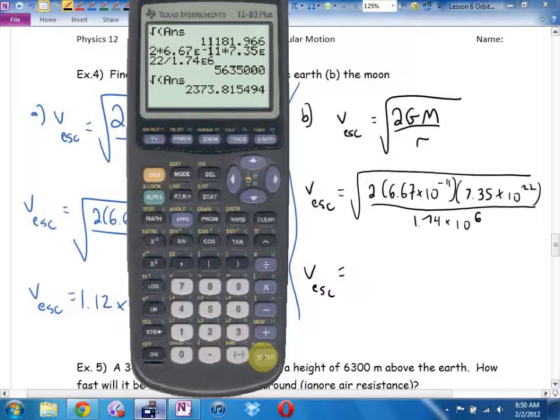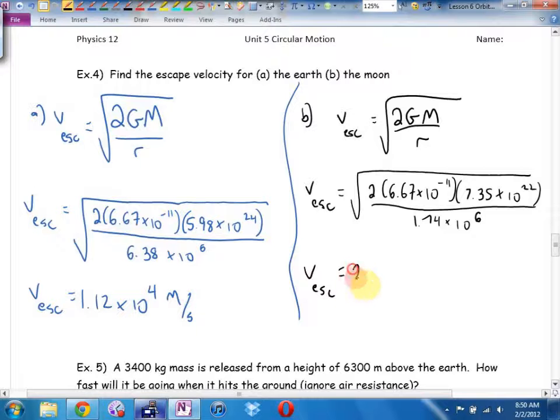Well, this is why they were interested in finding water on the moon, because water we can turn into fuel. We can break it up into hydrogen and oxygen pretty easily. Maybe. Maybe in your lifetimes. 2.37. Oh, heck. 2,370 meters per second.